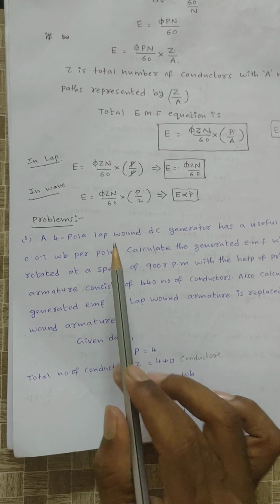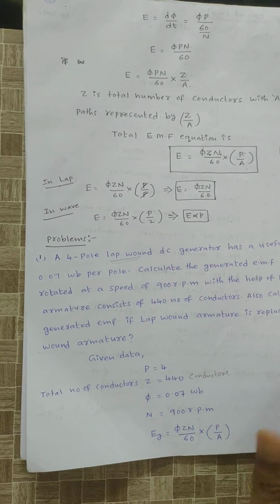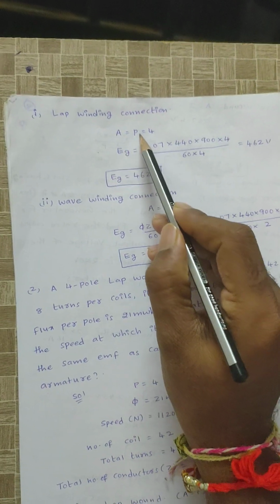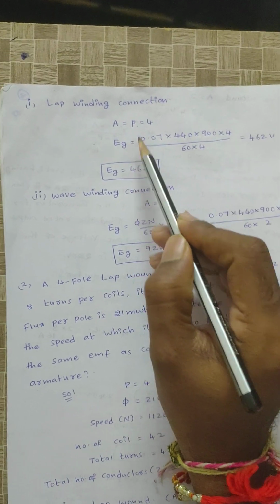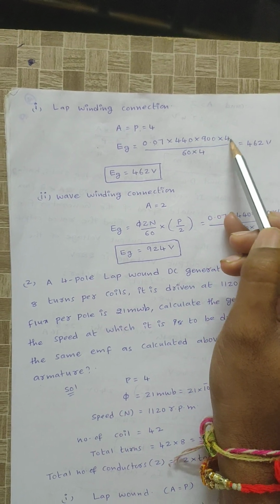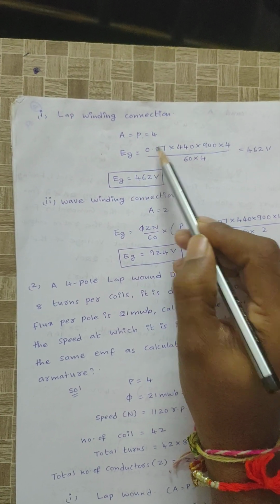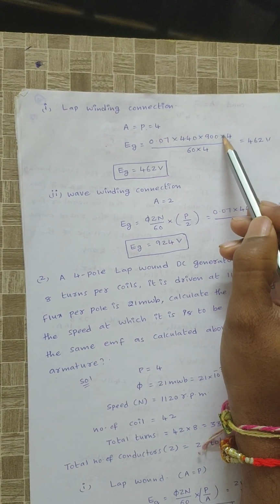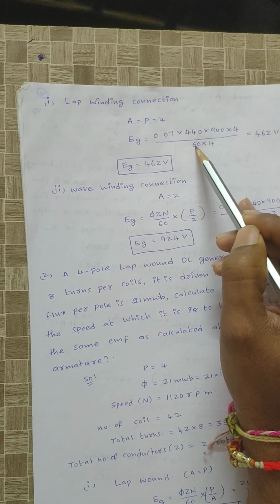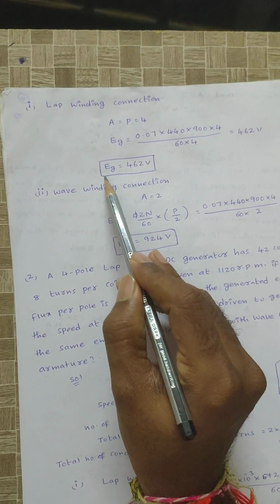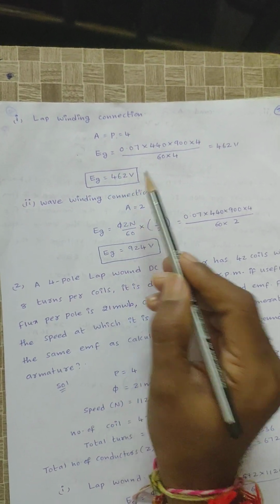Next, A value. Here lap winding is given. In case of lap winding, the number of parallel paths is equal to the number of poles, right? That is, lap winding A is equal to P is equal to 4. Then the generated EMF will be EG is equal to 0.07 into 440 into 900 into 4, that is phi Zn into P, 4, by 60 into A, where A will be 4, and 4 will be cancelled. If I simplify this equation, I will get generated EMF voltage as 462 volts.